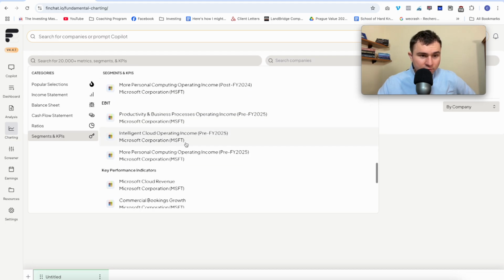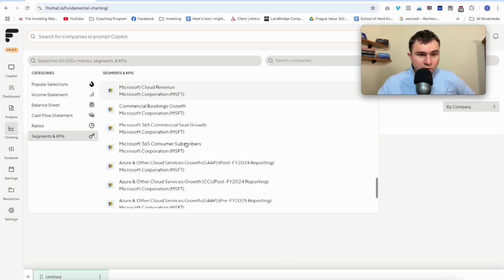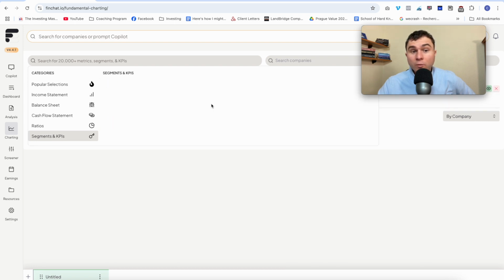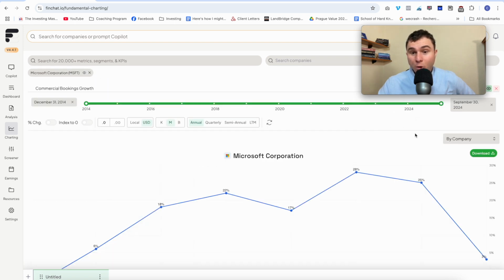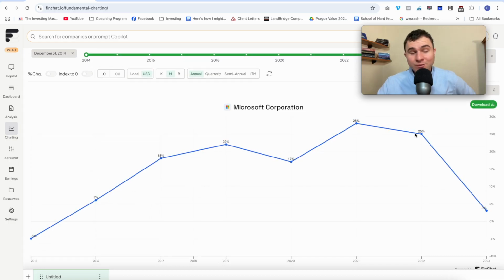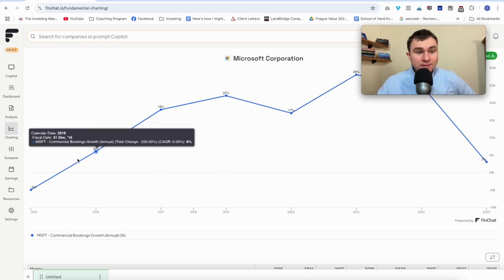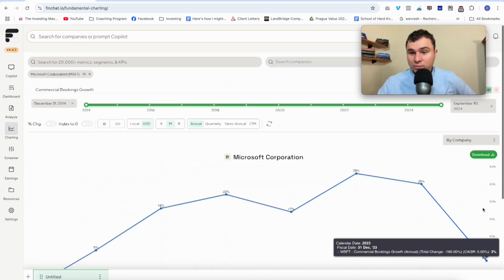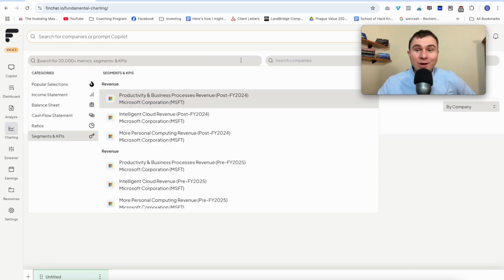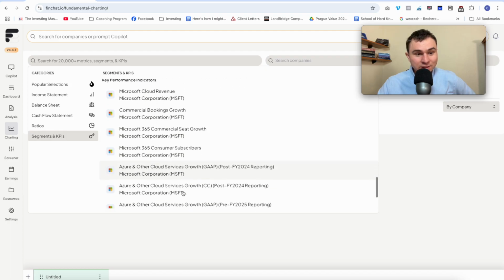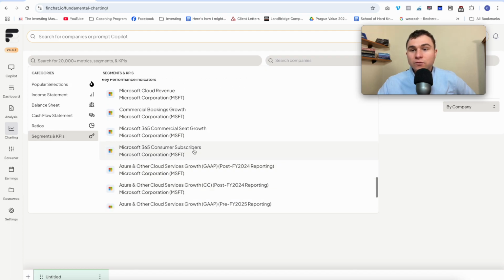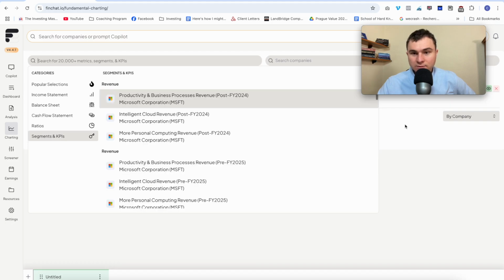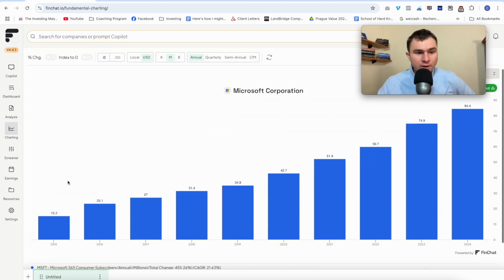If you want to check the commercial bookings growth, okay, I don't know what that means. I'm not a Microsoft shareholder. This is it. The growth of 6%, 12%, and now it's decreasing back to 3%. I don't know. If you are a Microsoft shareholder, you might understand what it means. Microsoft 365 consumer subscribers. Okay. It's going up.